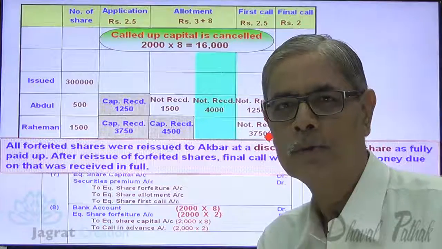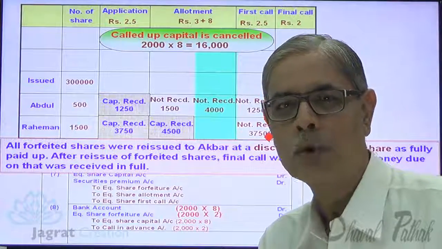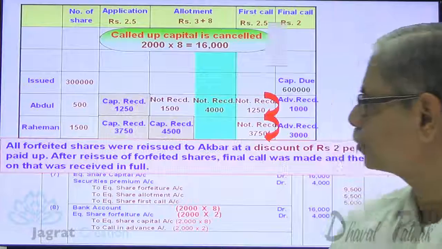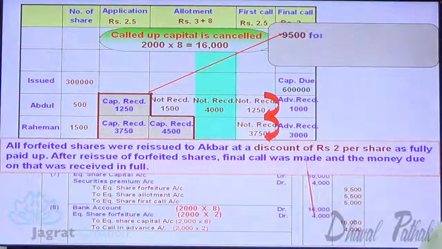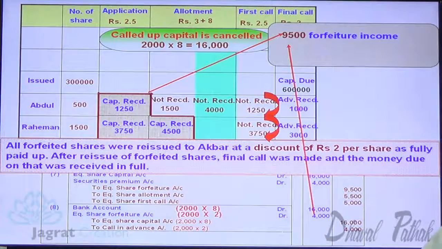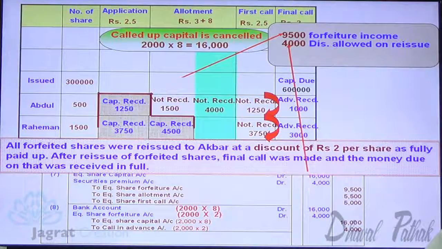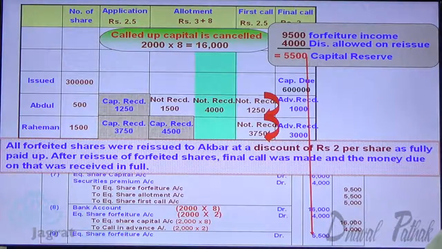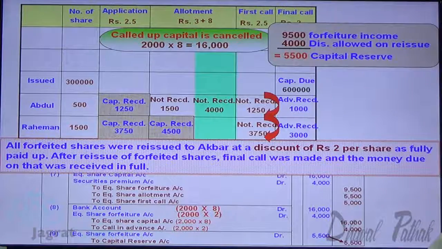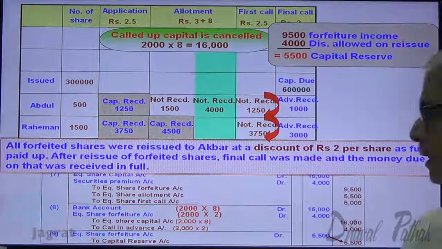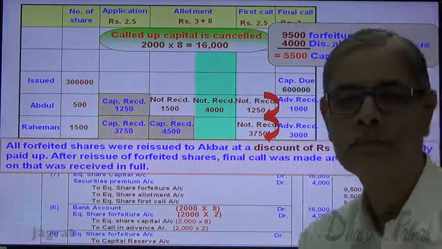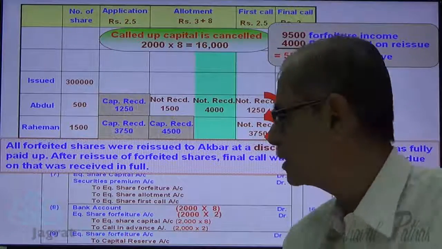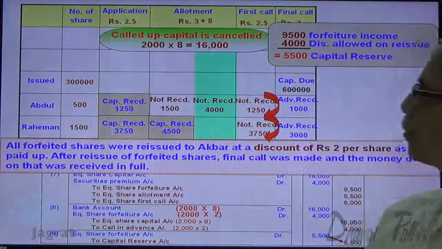Now I want to write down transfer to capital reserve. This is the capital receipt. This is the reissue discount granted. Balance left 5,500. That is transferred to capital reserve. Equity share forfeiture account debit to capital reserve account credit. This is how amount is transferred to capital reserve. This is a very important working note.